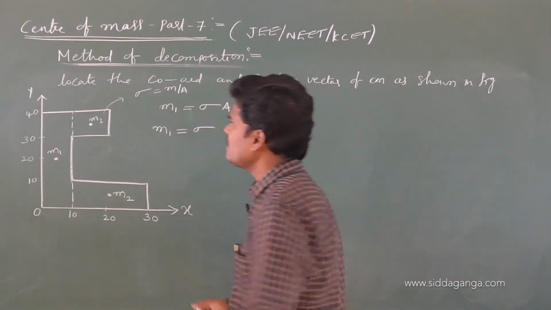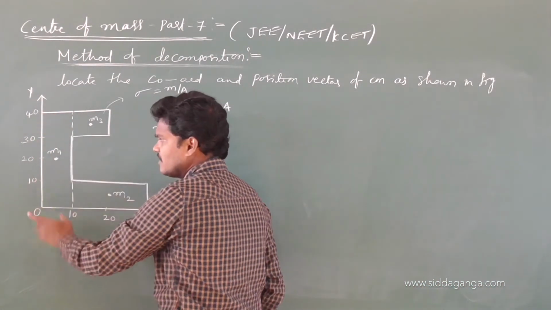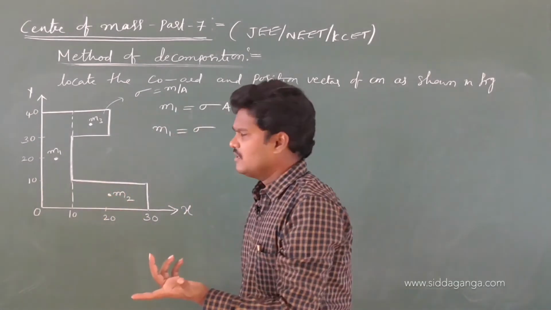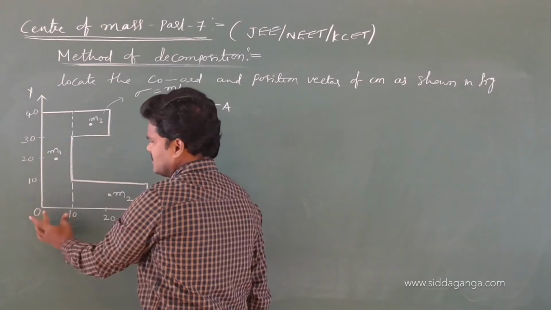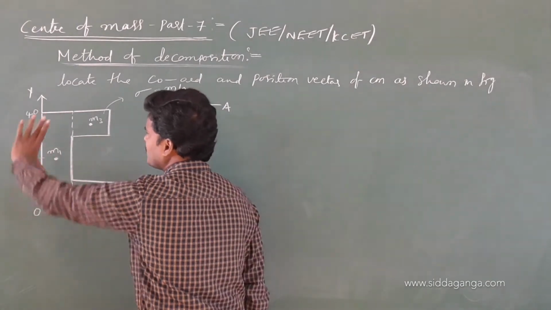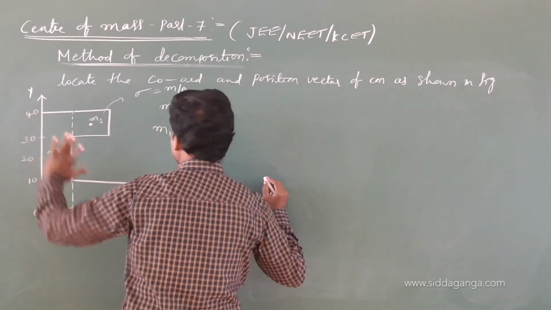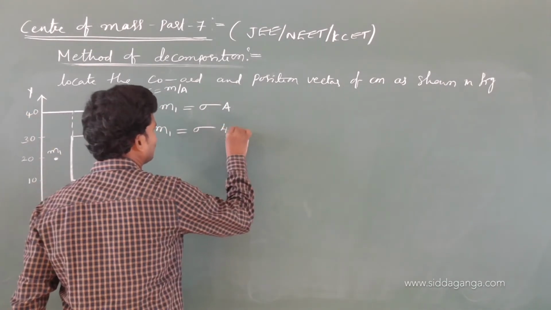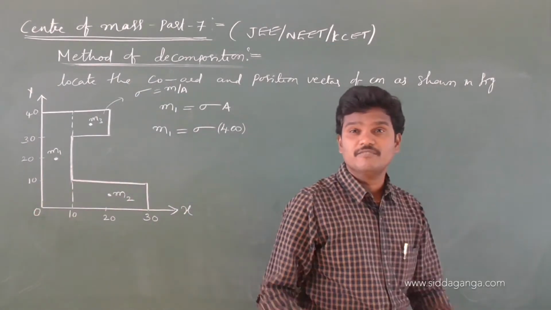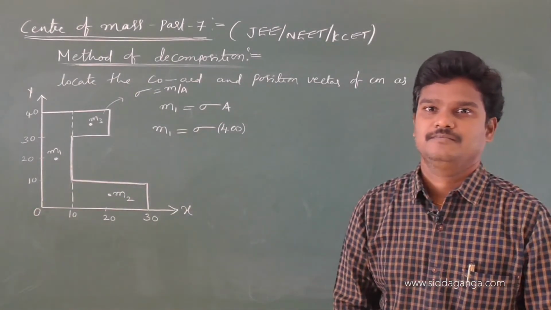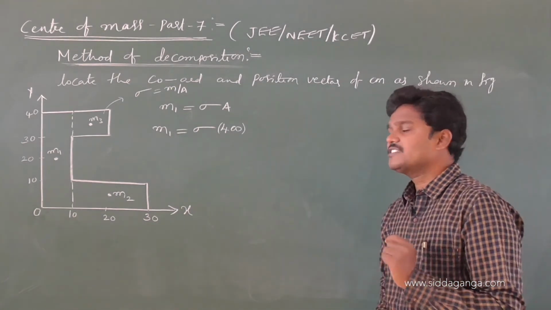Area of the first piece is length into breadth. If the length is 10, the breadth is 40. Side into side, 10 into 40, how much area? This is 10, this is 40. So how much is the area? 400. So I got the M1 value, M1 in terms of sigma. Now what is the next target?